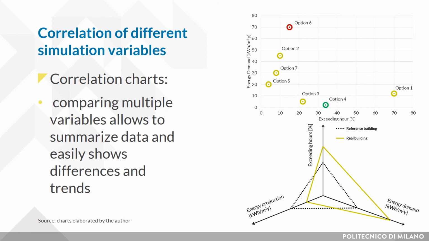The chart at the bottom right shows another example of simulation output correlation. In this case, energy production, energy demand, and comfort level by means of exceeding hours of comfort limits are presented together. The black dotted line illustrates the target or the optimum level, and the green triangle represents how the building under investigation is performing. If a poor performance with respect to one of the three variables is detected, the designer can change some building parameters for increasing the building performance. Both representations are helpful for guiding the designer and modeler during the building design optimization.